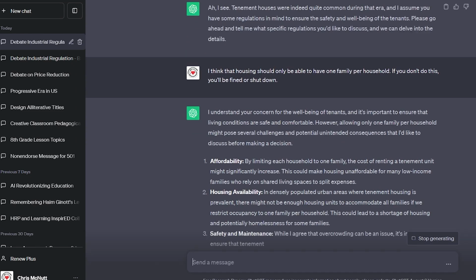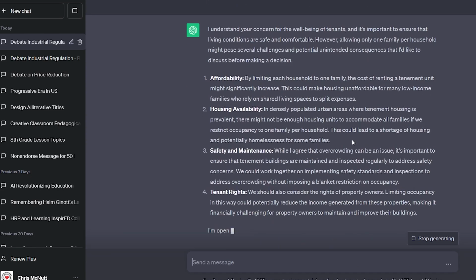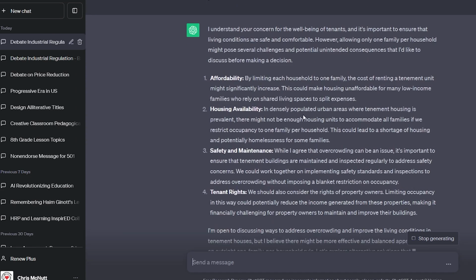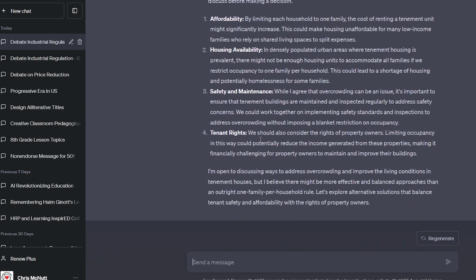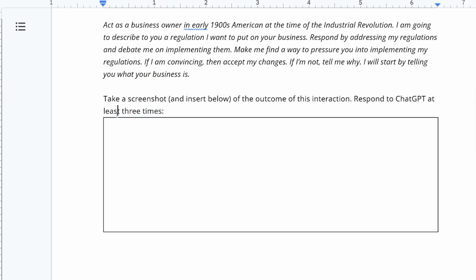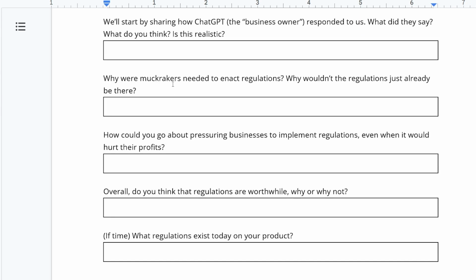And then they go into why they don't do it. So they say, well, here's the reasons why we can't do that. Like there's not enough housing that's available. Yeah. And then we just kind of go back and forth. I didn't get super far into the details of it. I just said, respond at least 3 times and then just put the screenshot of what happened into this box.